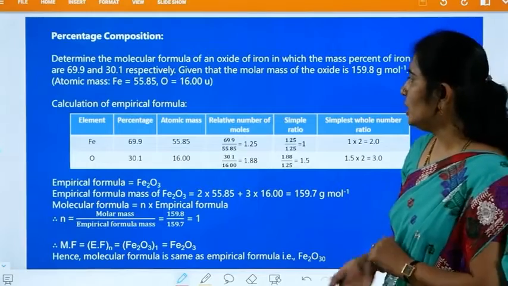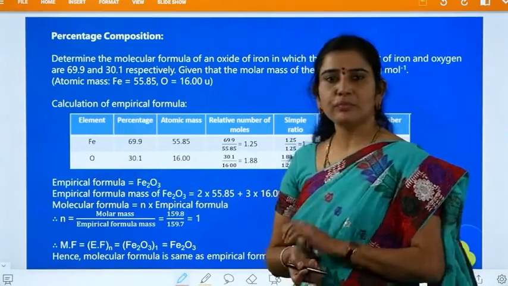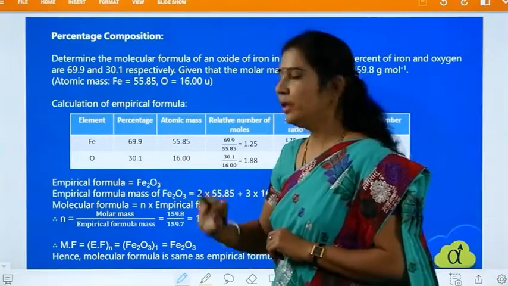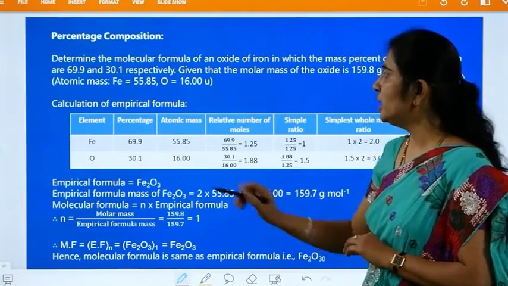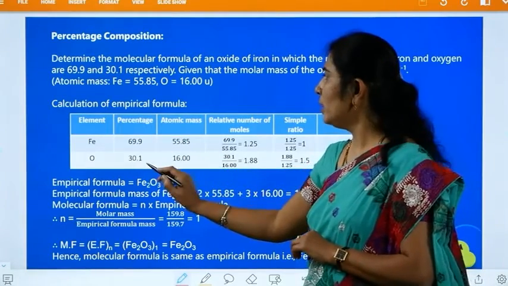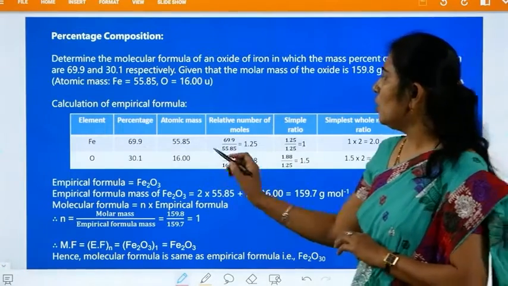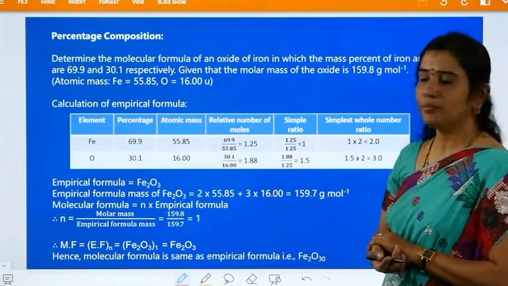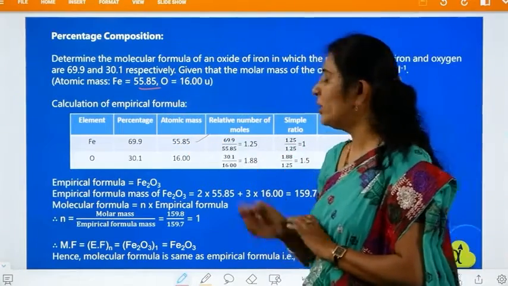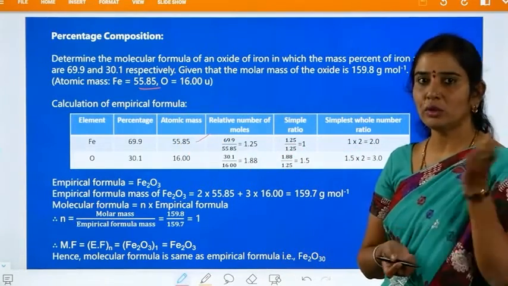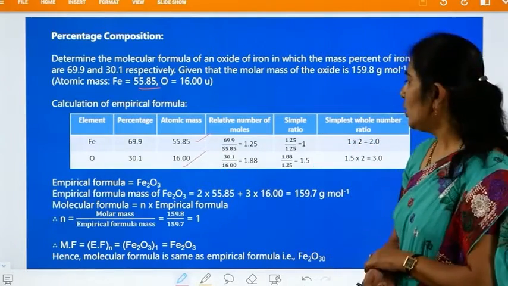Yes, fine. Now make a table. First column, element. So what are the elements here? Iron and then oxygen. Then in the second column, you write the percentage. Iron is 69.9. Oxygen is how much? 30.1. Now you have to write the atomic mass here. See, the atomic mass of iron is given as 55.85. In the previous case it was not given, we assumed. And here oxygen is 16.